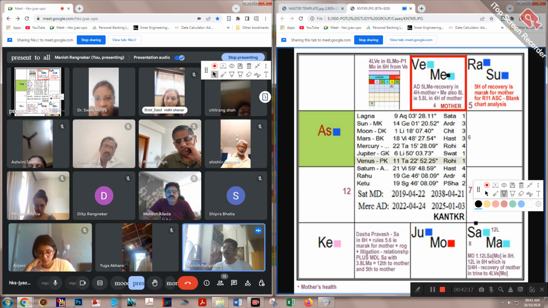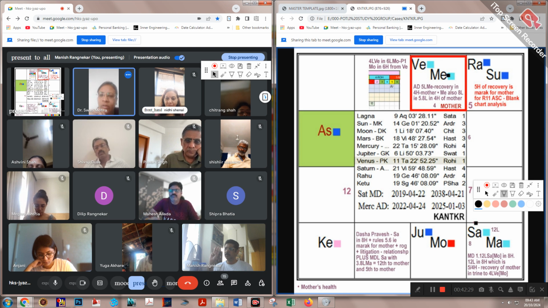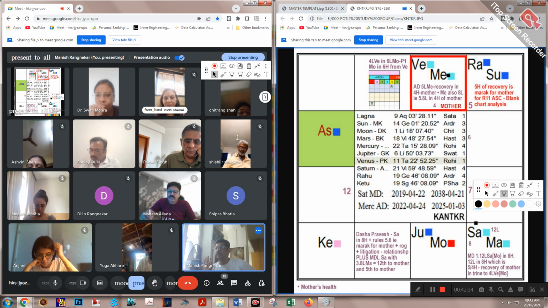First three things you'll see: house, which house; my house lord, my Rashi lord; and Karak planet. So in this case, 4th house, 4th lord, Moon. Fourth lord, Moon. And the fourth thing you see is basically which dasha bhukti is running.